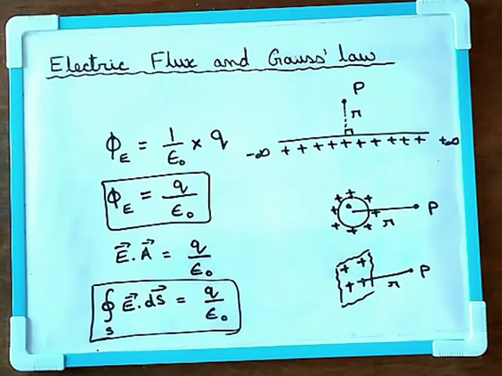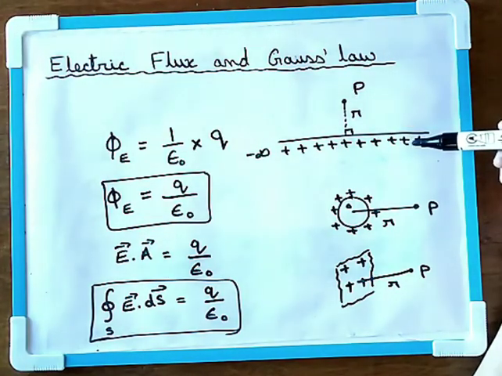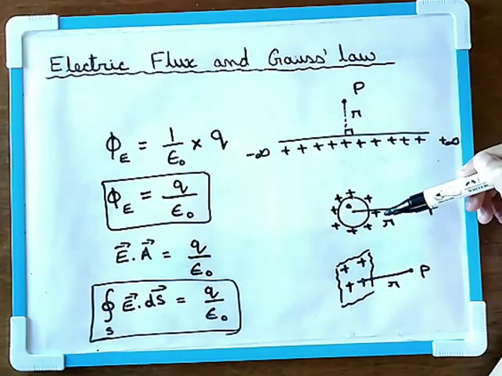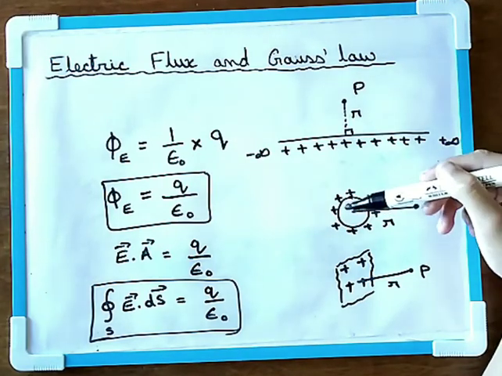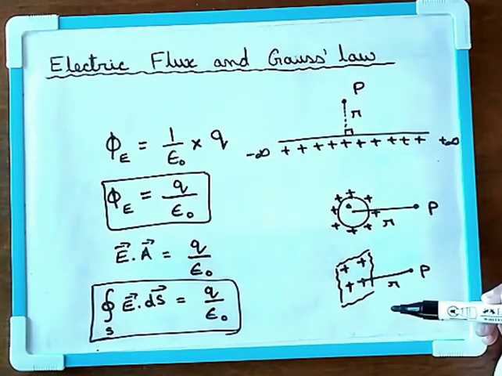Okay, so in the next session I'll find out the electric field intensity first due to this infinitely charged wire, then due to this charged shell, and then due to this infinitely charged thin sheet. Okay, so we'll continue in the next session.